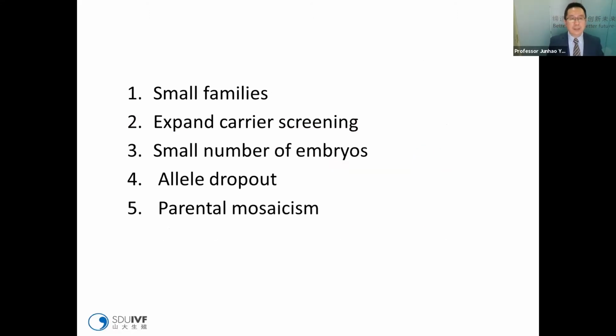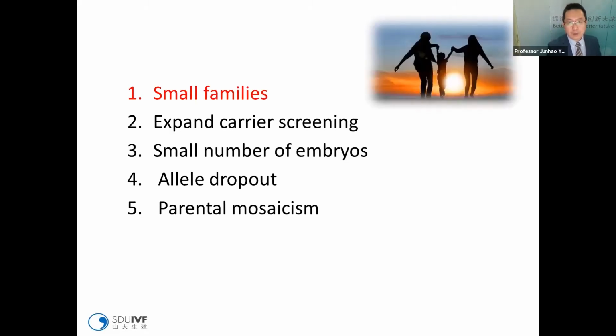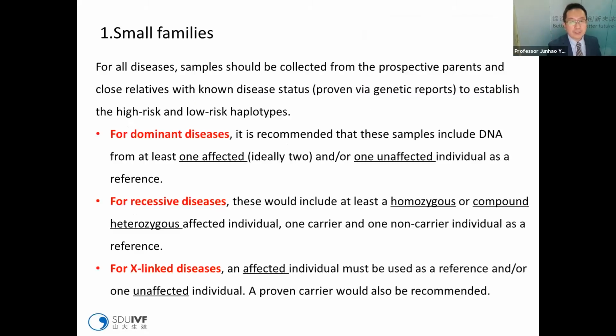So my presentation today will discuss the pitfalls from 5 different areas: small families, expanded carrier screening, small number of embryos, early dropout, and parental mosaicism. Now we come to the first one, small families.